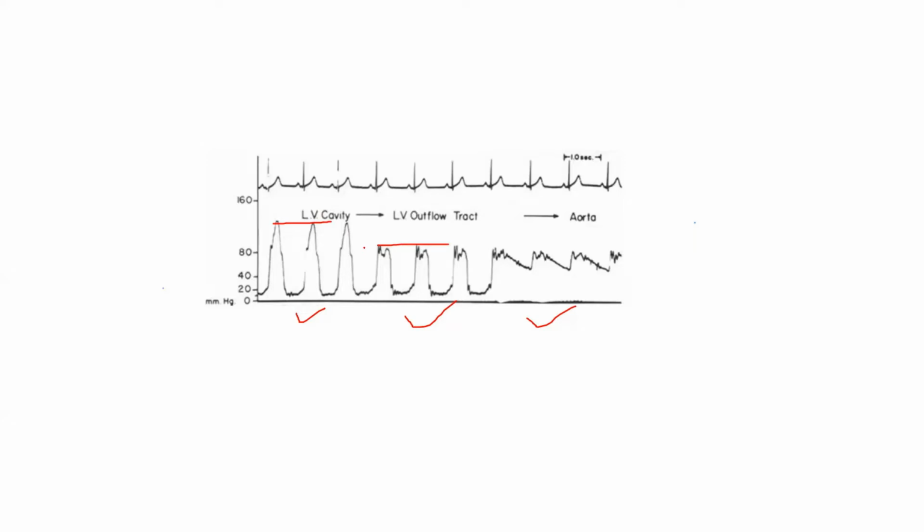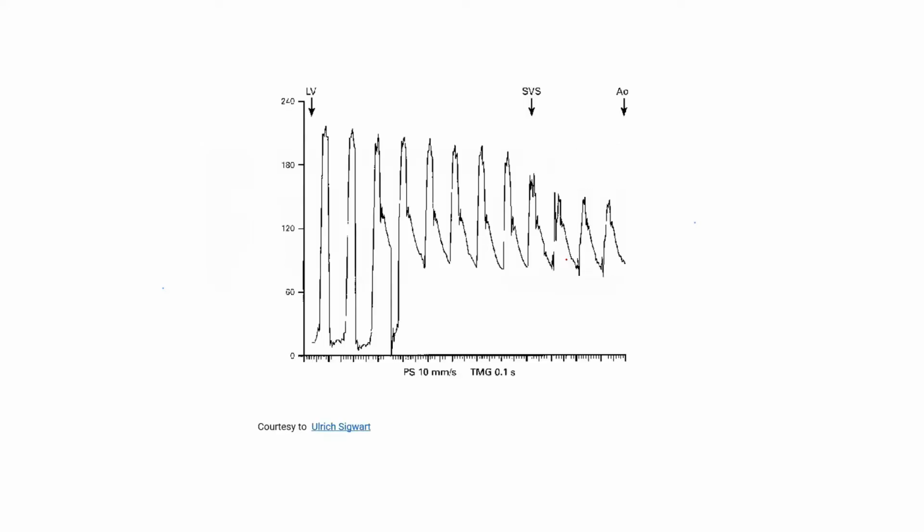This LV-LV gradient is either due to dynamic obstruction of HOCM or subaortic membrane. But you have chosen subaortic membrane because the waveform of the aorta is a spike and dome. It is spike and dome, which is the right answer. But remember, subaortic membrane or subaortic obstruction leads to the same tracing, LV-LV. Good. Now, what is this?